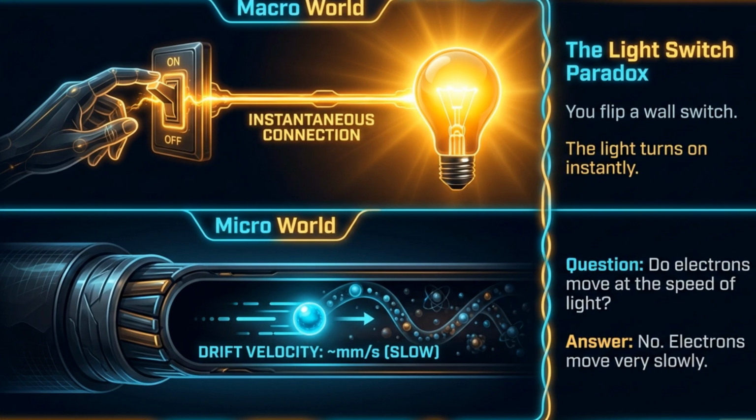We begin with the light switch paradox. Flipping a switch instantly turns on a light, but do electrons move at the speed of light? The microworld reveals that electrons drift very slowly, only millimeters per second.